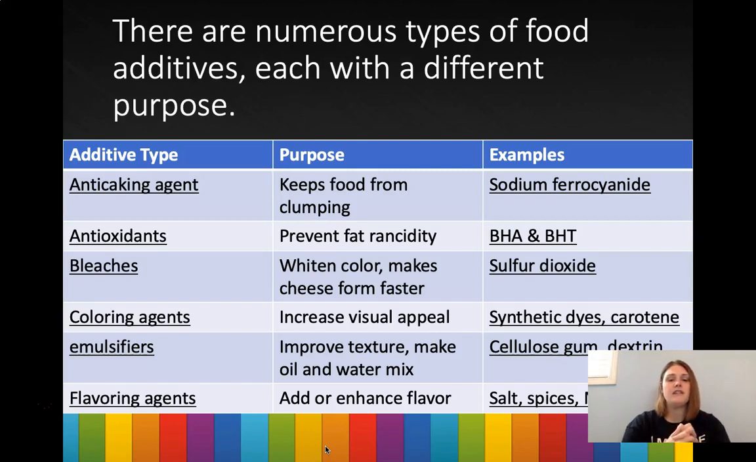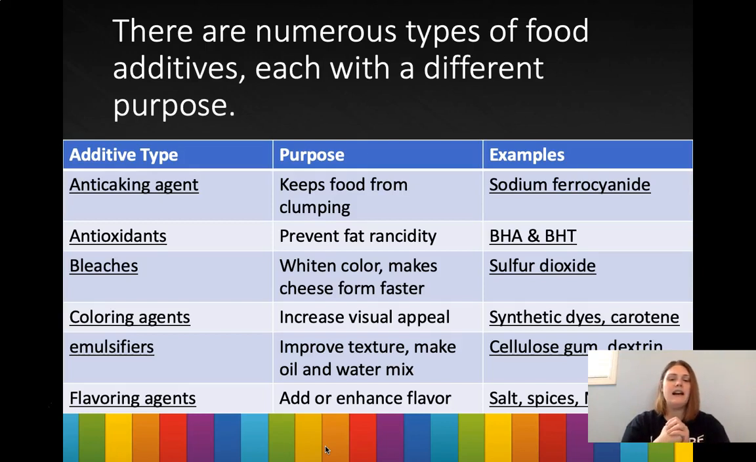Antioxidants help prevent fat rancidity, so in other words, fat going bad, which we don't want. If you look on your nutrition label, you're going to see the letters BHA or BHT, and that's what those are for. Bleaches give a white color. So again, if you buy a vanilla or a white cake mix, you expect it to be white, and we expect white bread to look white.